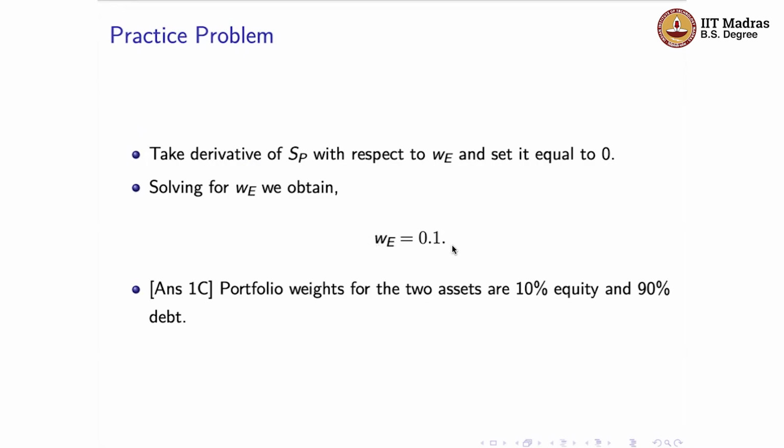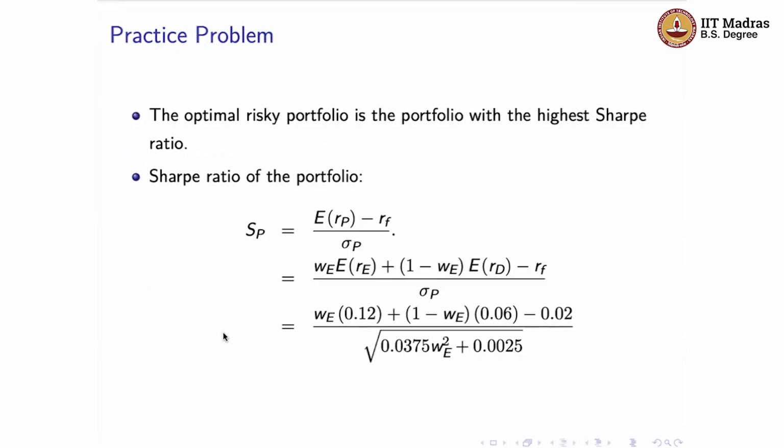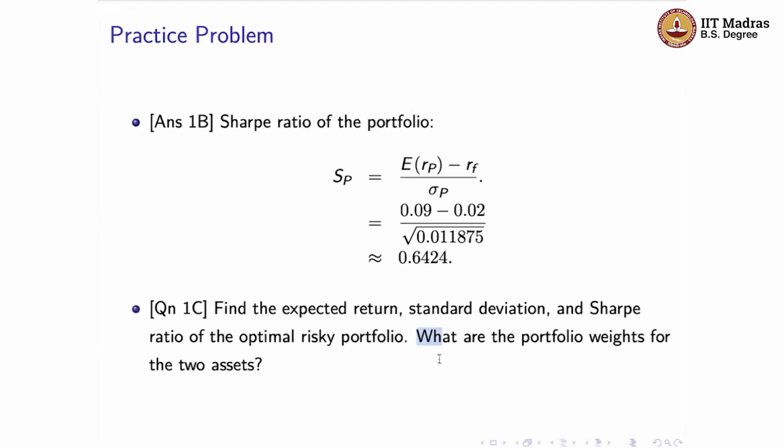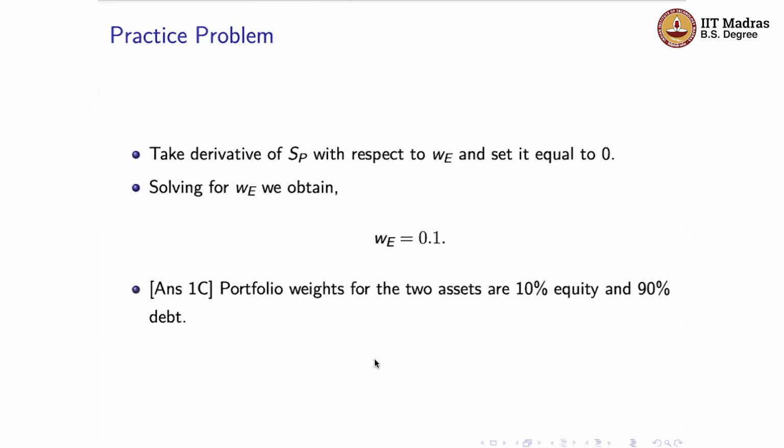So that means that the portfolio weights for these two assets are such that you are going to put 10% in the equity and 90% in the debt for the optimal risky portfolio. So that actually answers first our last question. Then once we have the portfolio weights, we can actually figure out what's the expected return, standard deviation, and the Sharpe ratio, right? So let's look at that.